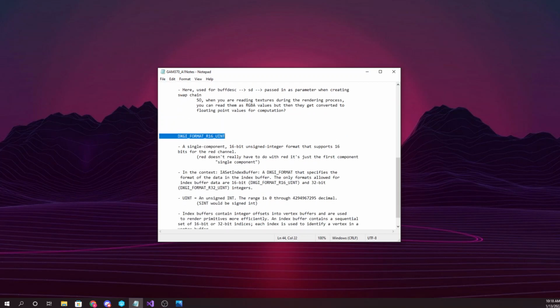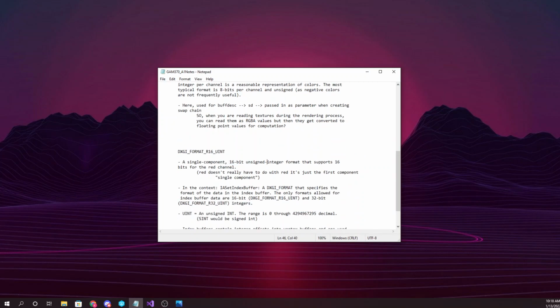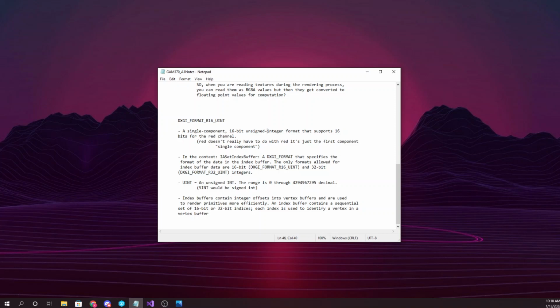And then for the R16 unsigned int, this is a single component 16-bit unsigned integer that supports 16 bits for the red channel. So red doesn't actually have to do with it at all. It's just that it's a single component, as opposed to the previous one, which had 4 components. This is only one number. And this is relevant because we're using it in setting the index buffer. So basically we're describing what the index buffer is, what kind of format it is.